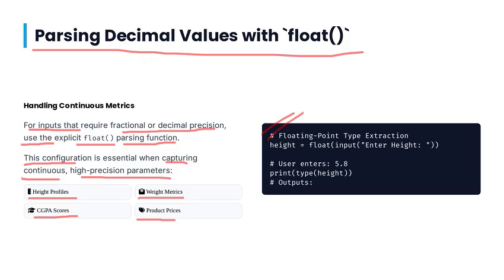Floating point type extraction: height = float(input("Enter height")). The user has to enter 5.8, that is a float data type. Print type(height), and the output comes out as float.